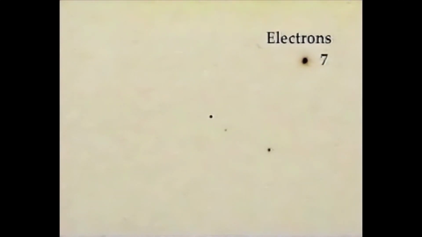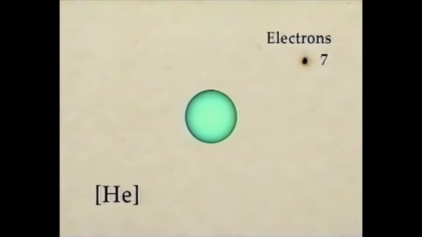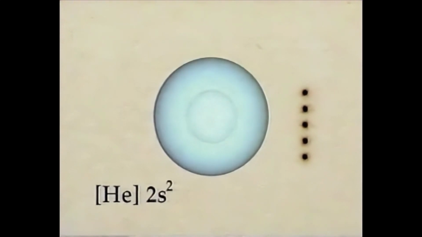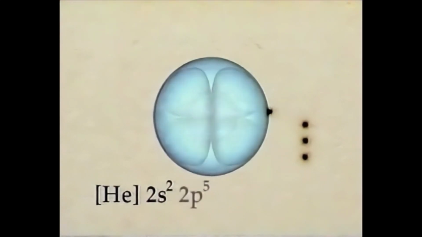Helium has 2 electrons distributed among 1 orbital shell. Fluorine has 7 more electrons than helium. The first 2 electrons are found in the sphere-shaped 2s orbital shell. The final 5 electrons are distributed among 3 lobe-shaped 2p orbitals.